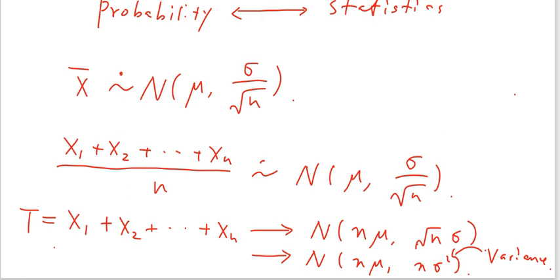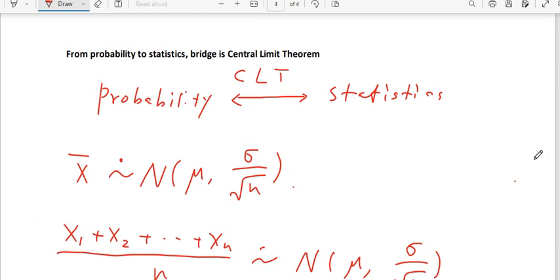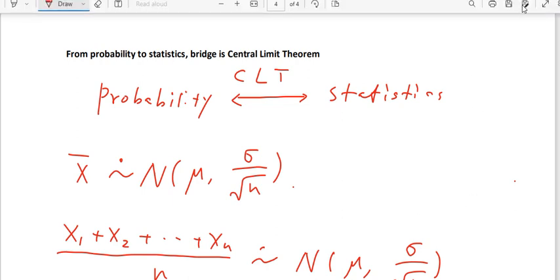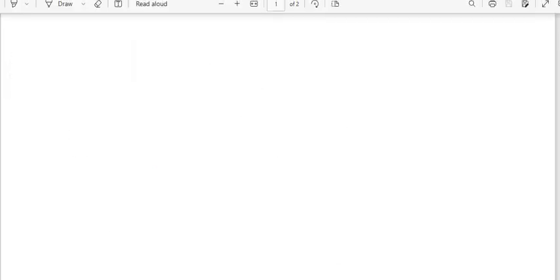So this is the foundation for statistics, and it is the connection between probability and statistics. The central limit theorem is very important, so let's try to prove this. Let's mention the proof. So, the proof.